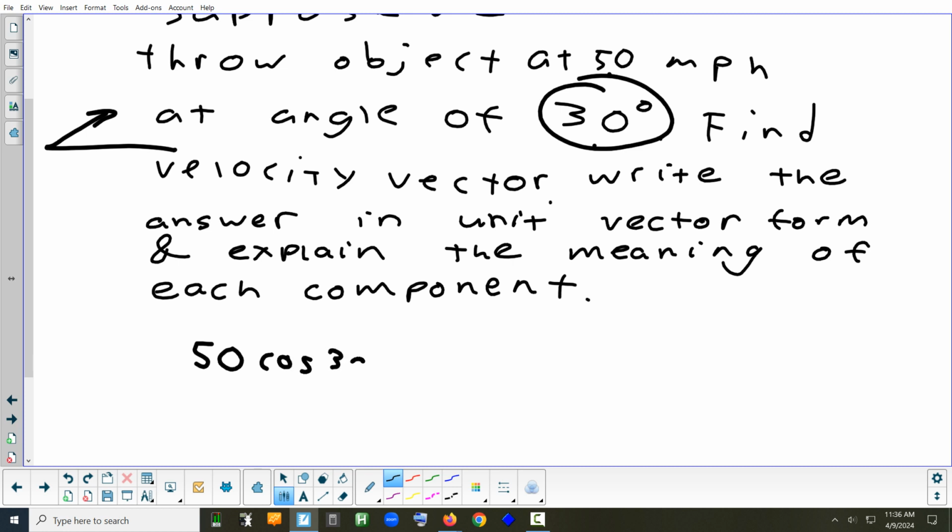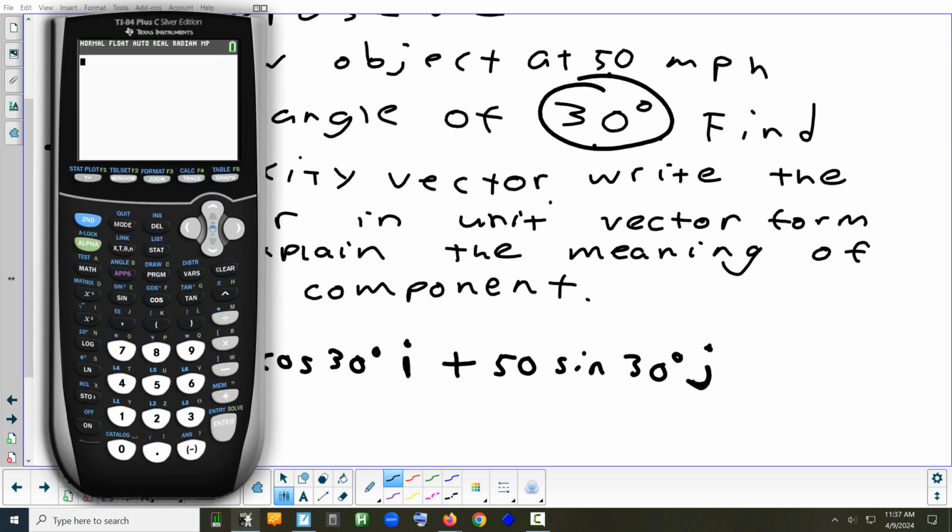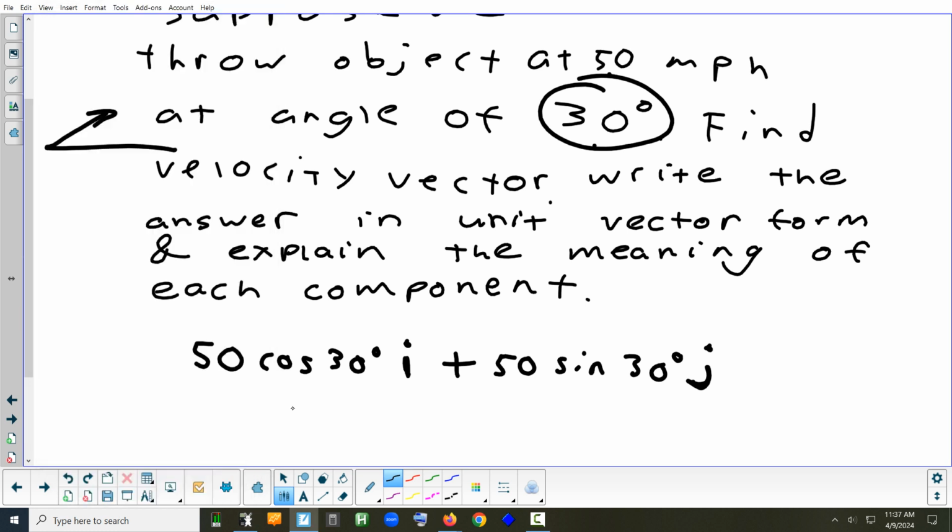Which form do you want? Okay, since I wrote the i, we'll do it that way. Then it would be plus 50 sine 30. Yep. And what comes after it? Okay, so we're really finding the base and the height of a triangle. That's all that a velocity vector is. All right, so we'll do 50 cosine 30. Make sure you are in degrees. 50 cosine 30 is 43, we'll just call it 43.3.